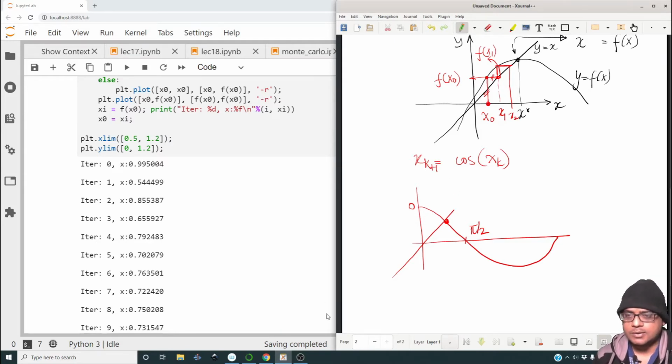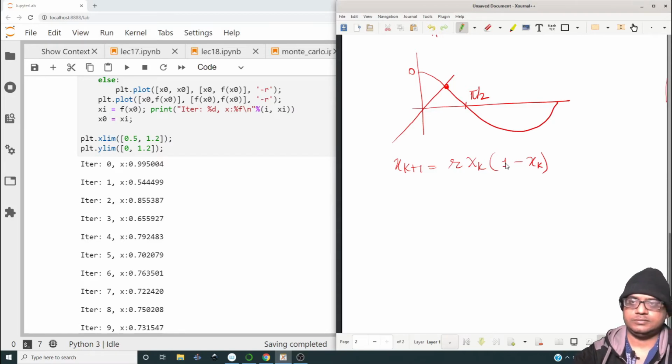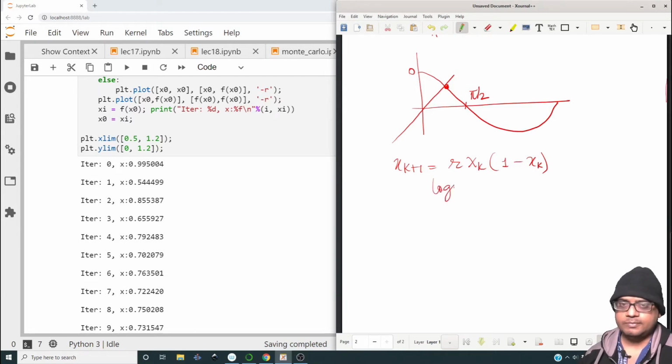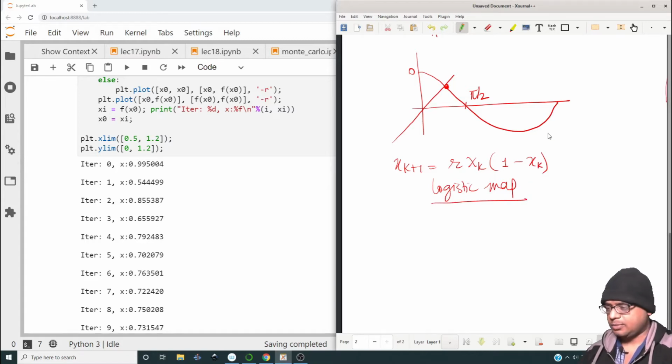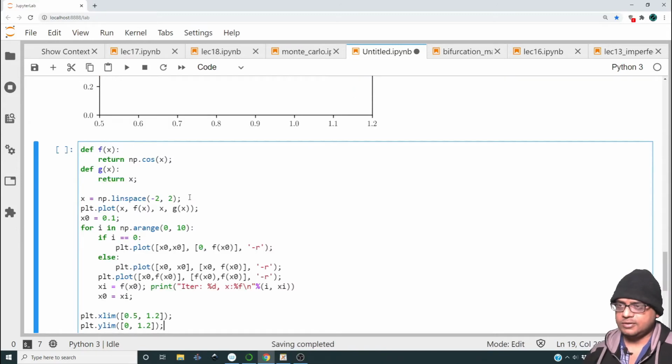All right. So now let us proceed to a very famous map, that is x k plus 1 is equal to r times x k times 1 minus x k. So this particular map is also called the logistic map. So now let us encode this and see what happens. Based on the value of r, even before solving this, let me just encode it.